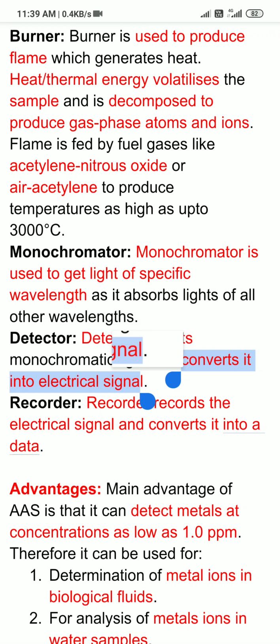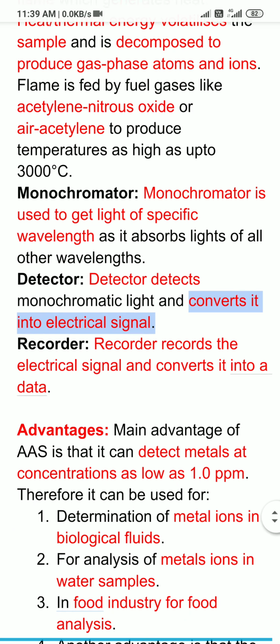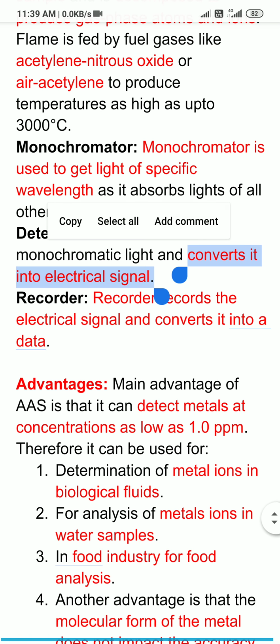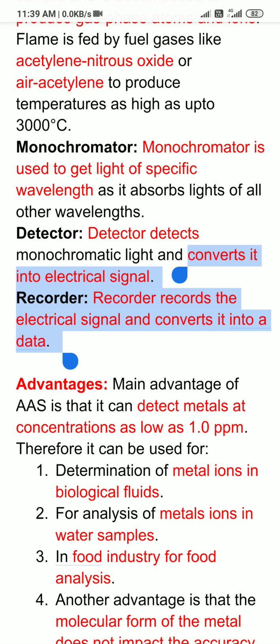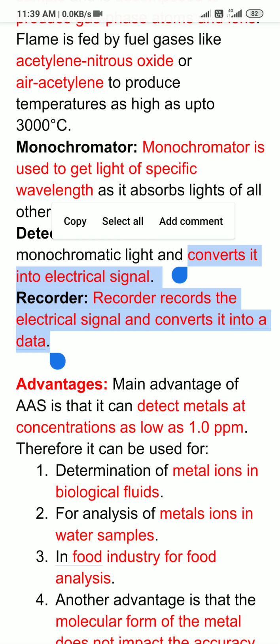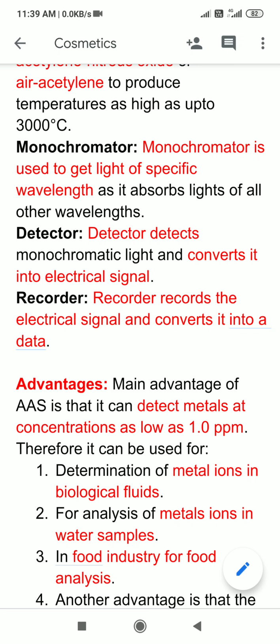Then the electrical signal detected at the detector is recorded by using a recorder. So recorder records the electrical signal and converts it into readable data. So these were different parts of atomic absorption spectrometer. What are those? Nebulizer, burner, monochromator, detector and recorder.